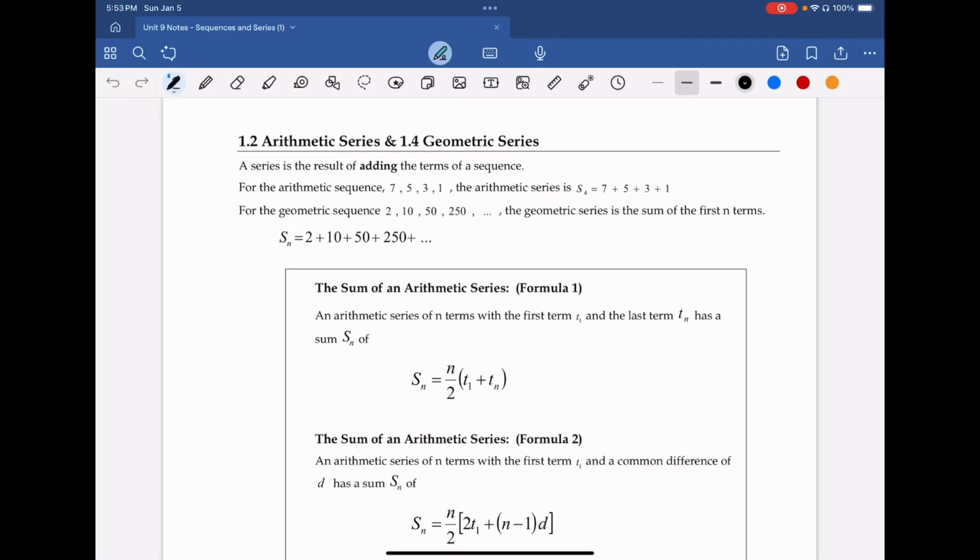All right, so here's where we shift our focus in sequences and series from our sequences, which are our arithmetic sequences and our geometric sequences, to now arithmetic series and geometric series. So that's what comprises our 1.2 and 1.4.